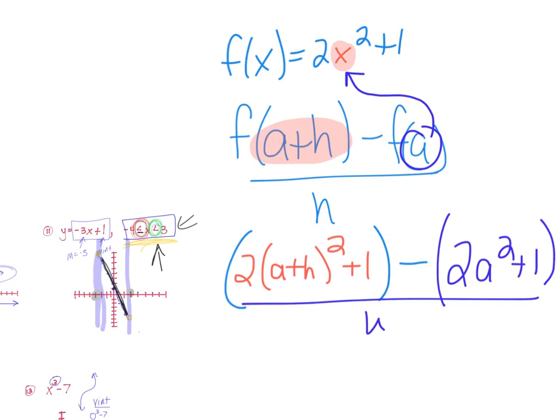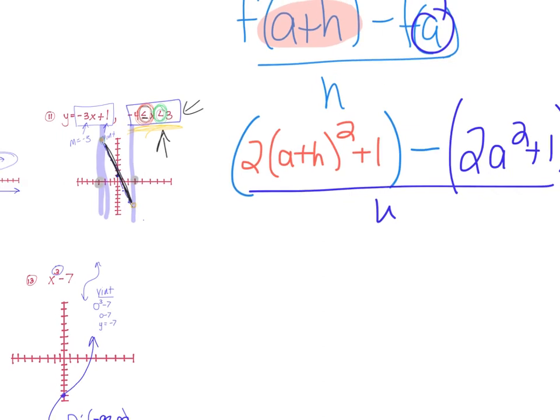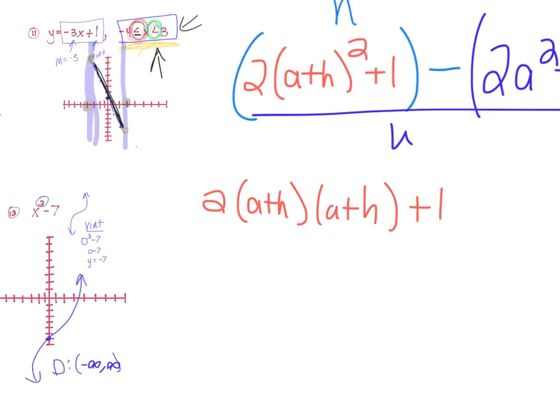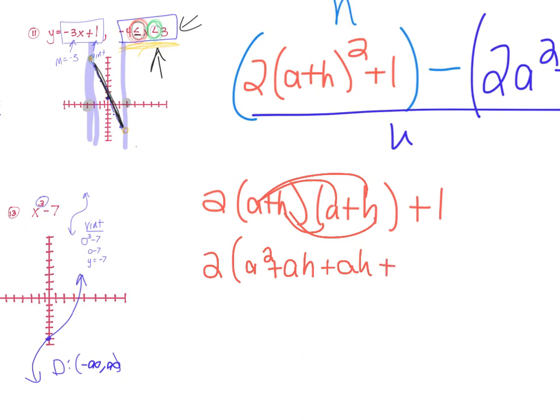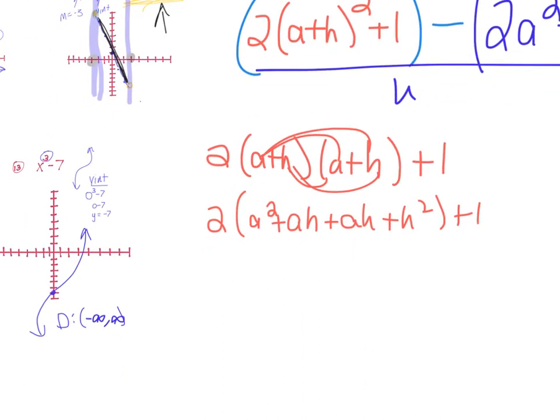Now all this is algebra, guys. I'm going to do it in red first. 2 times a plus h times a plus h, plus 1. All I'm doing is simplifying the red part right now. So let's FOIL first. A times a is a squared, a times h is ah, h times a is ha or ah again, and then h times h is h squared, plus 1. What happens with these two? Combine, right. So I have 2ah. You okay with that? Yeah.